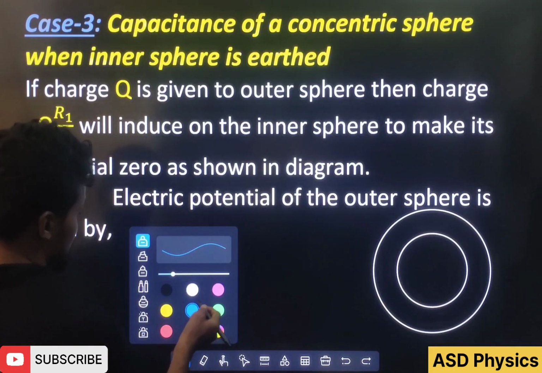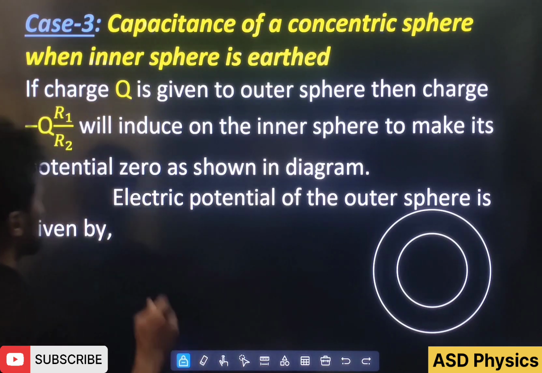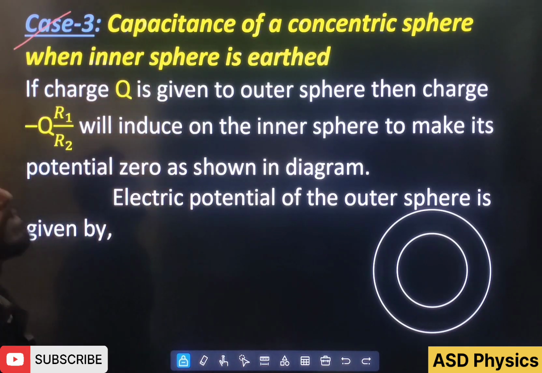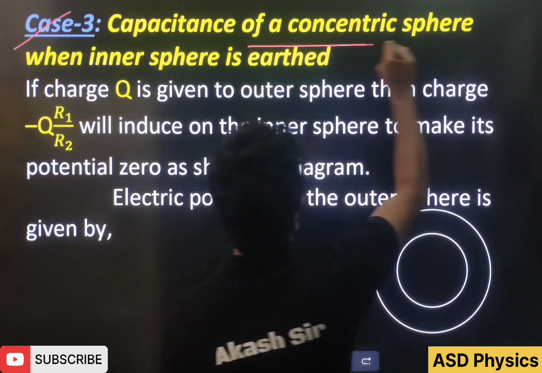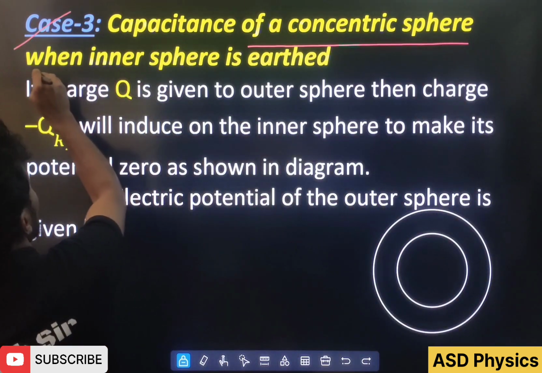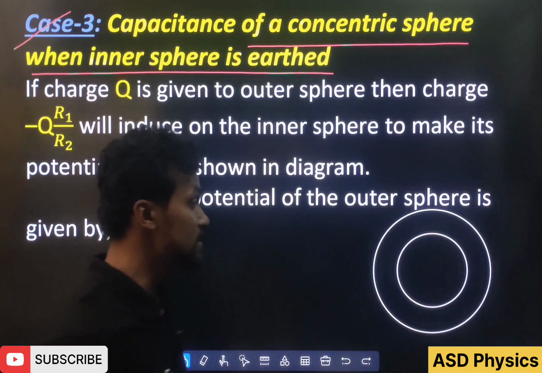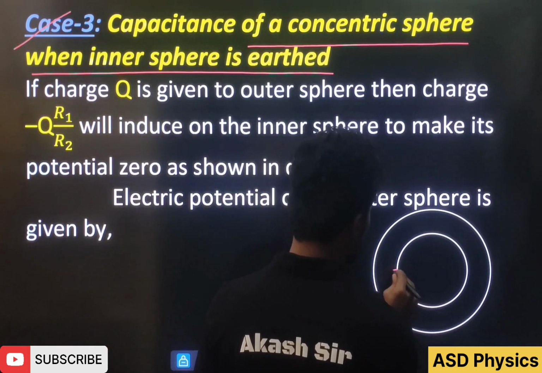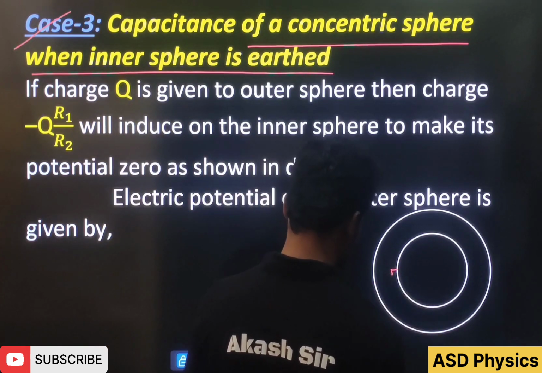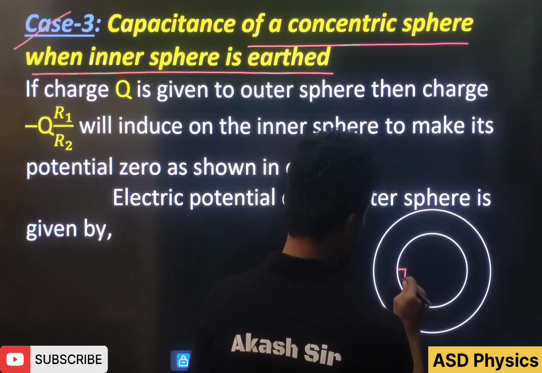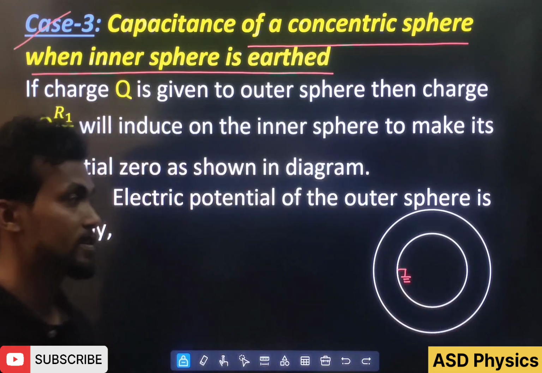Now students, see here please, the third case. Capacitance of a concentric sphere when the inner sphere is earthed. Which one is earthed? The inner sphere is earthed. That means this one here I have connected to the ground. I'll just connect it to the earth like this. The inner one is connected to the ground.